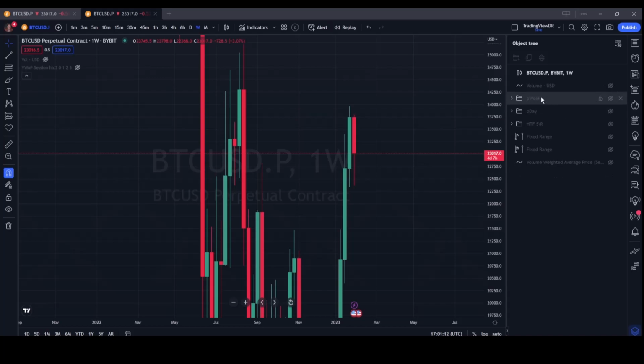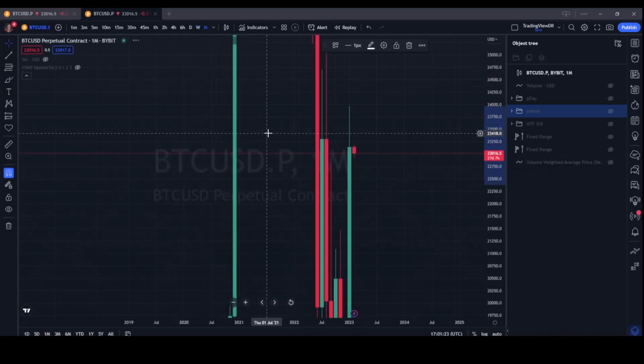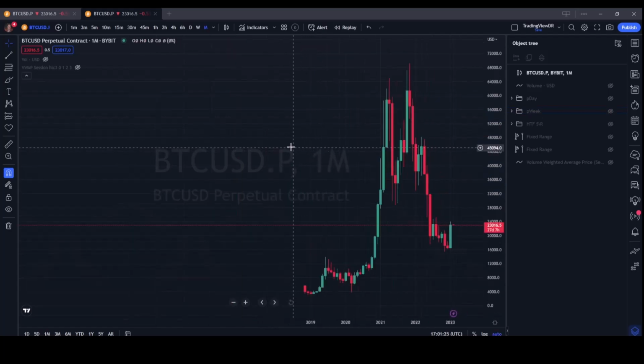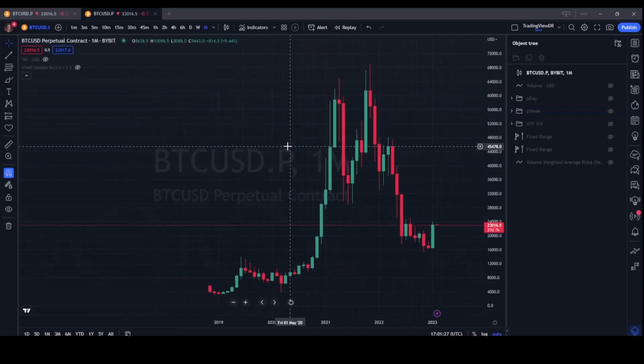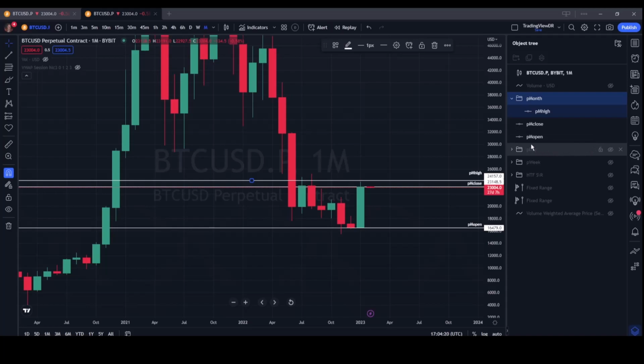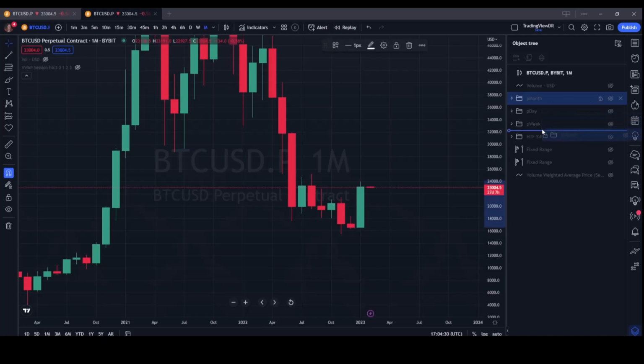Okay, and just to organize things, let's bring the week below the previous day. Now I'm going to do exactly the same for the previous month. So let's put those all into a folder. There they go. Let's hide them and let's bring it down to there.